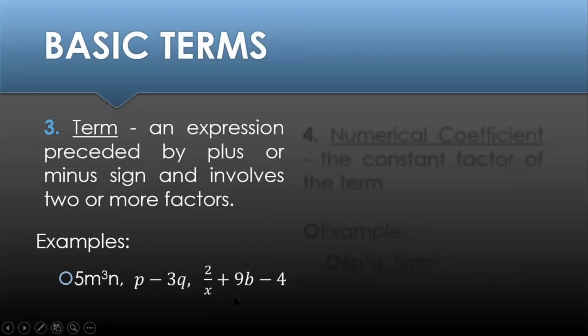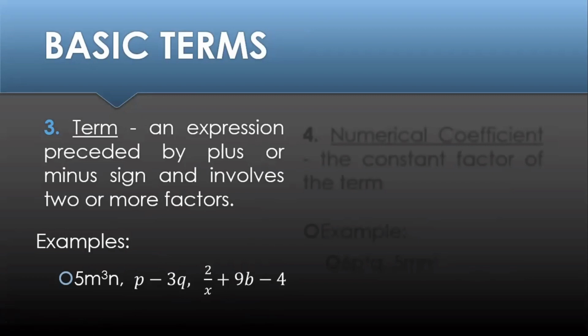And for the last example, we have three terms here. First term is the 2 over x, second term 9b, and the third term is 4. Later on, I'll discuss what is the name if the polynomial has only one term, what is the name if it has two terms, and for three terms.